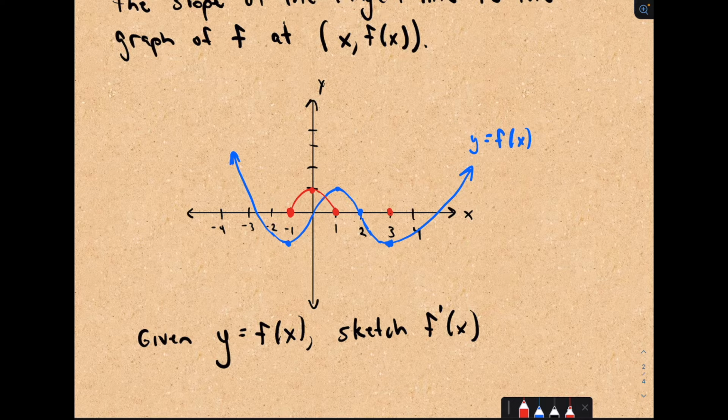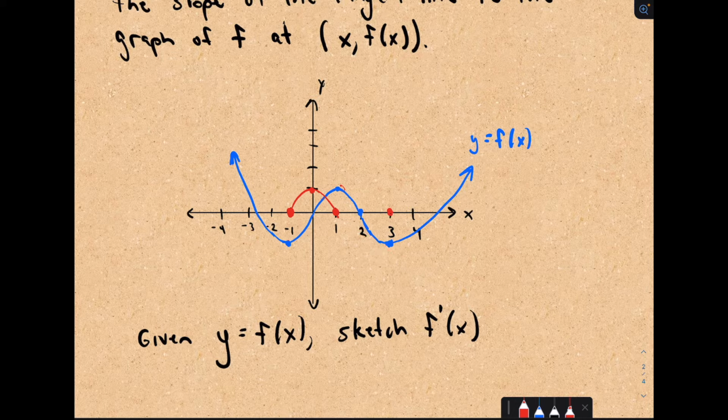Now I can do the same argument from 1 to 3. So notice over this section of the graph, f of x, all of the tangent lines would be negative. As soon as you move past x equals 1, they're negative, but just slightly tilted down. Again, it looks like maybe at x equals 2, that's where it's the most steep to me. And then as we get closer to the x-coordinate of 3, they're still negative, but they're getting closer to 0. They're starting to level out.